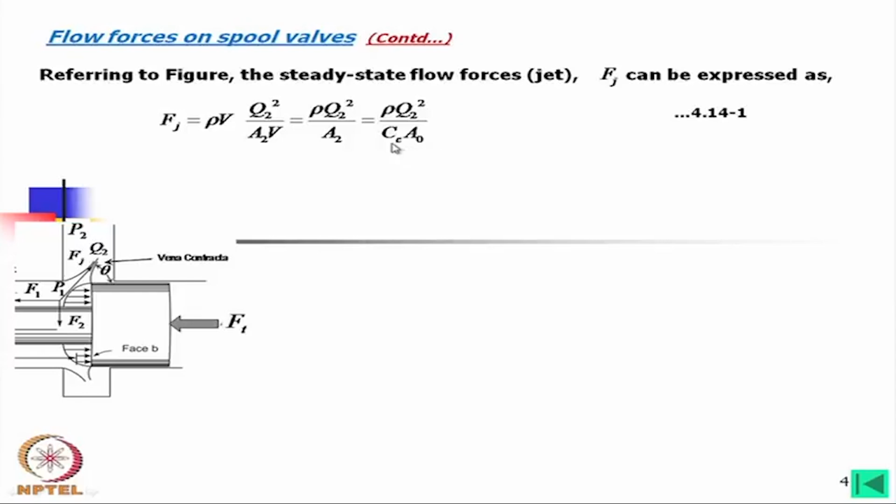Cc is the coefficient of contraction, which is a component of the coefficient of discharge. So, this is a coefficient of velocity and velocity part, and there is another component which is the coefficient for the area contraction. Okay.